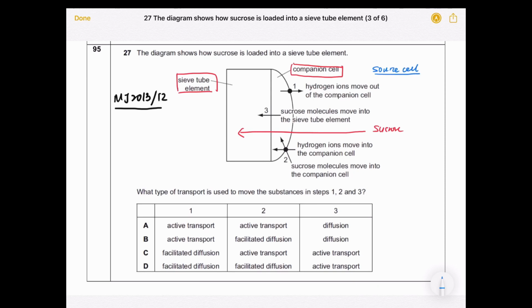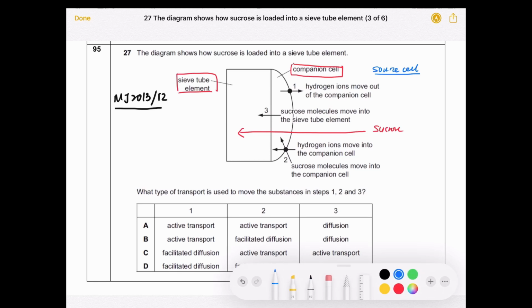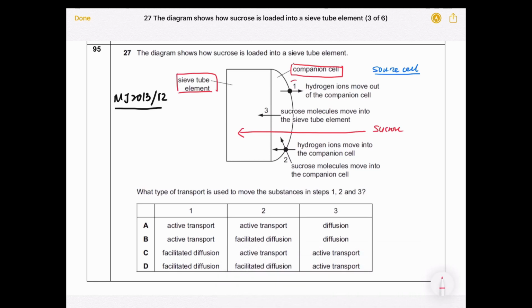So number 1, you will start with the H plus gradient created first. Move the ion out of the companion cell into the cell wall. Actually, out of the companion cell, this is supposed to be into the cell wall. And this is actually against the concentration gradient. So this is definitely active transport. So step 1, we will choose this.